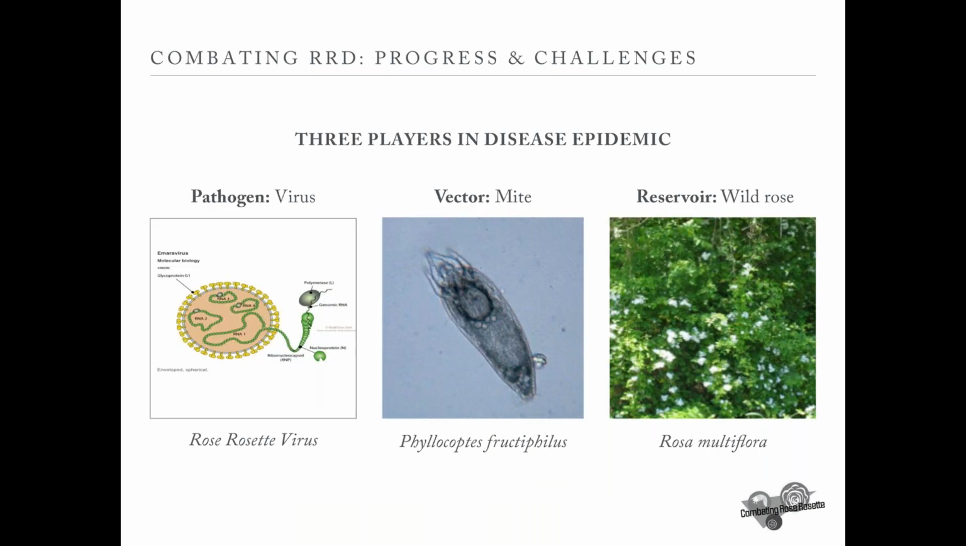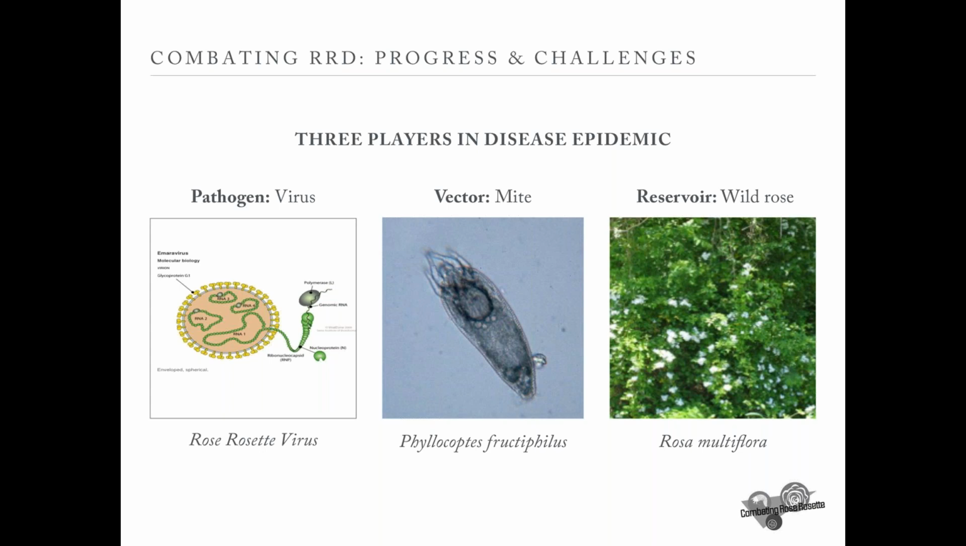There are 3 players in this particular epidemic that's been occurring in the United States. And the 3 players are first the pathogen, which while we always suspected it was a virus, was not characterized or identified fully until 2011. And now we know it as a new member of the Emaravirus group, and we call it by the acronym RRV, rose rosette virus.